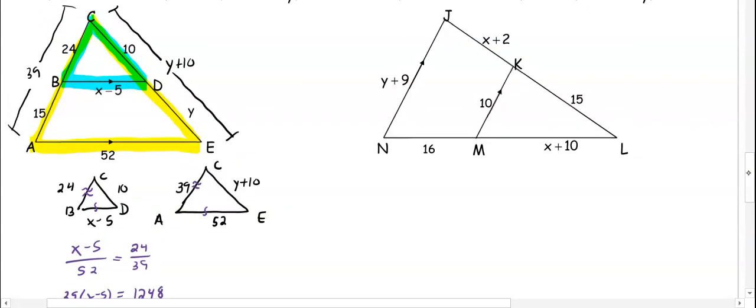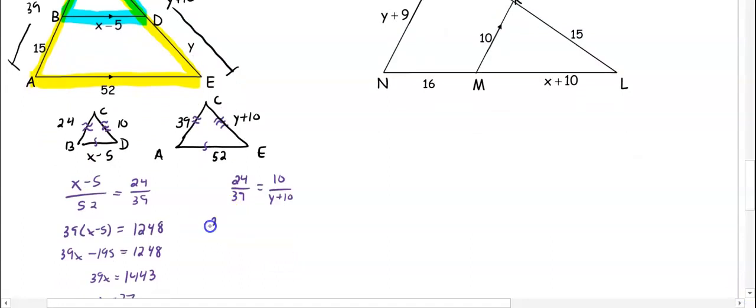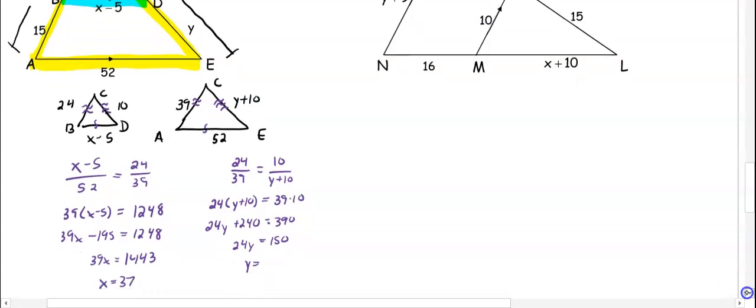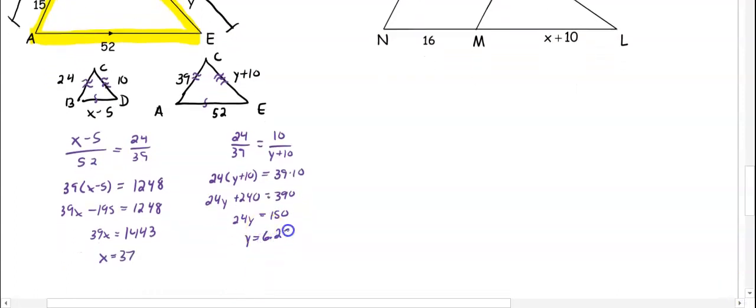Then if we're going to solve for y, we're again going to use the 24 over 39. And then we're going to use the last remaining sides. So we would have 10 over y plus 10. As we cross multiply, 24 times (y plus 10) equals 39 times 10. So 24y plus 240 equals 390. 24y equals 150. So when we divide, y is 6.25.